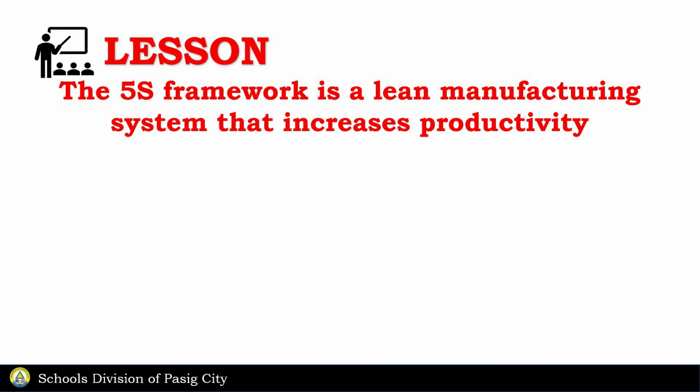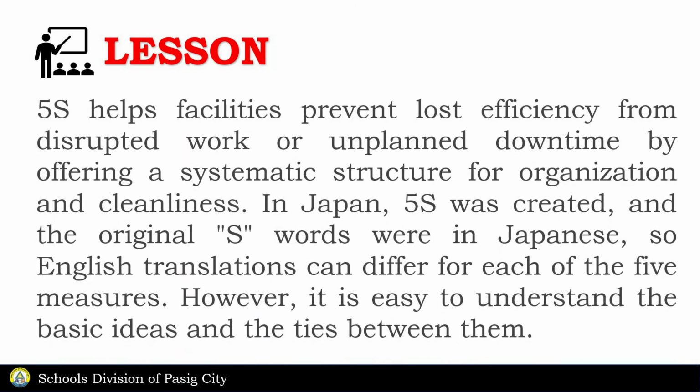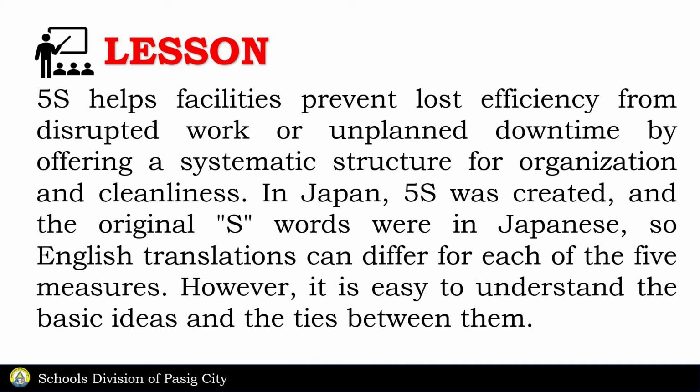The 5S framework is a lean manufacturing system that increases productivity: sort, set in order, shine, standardize, and sustain. 5S helps facilities prevent lost efficiency from disrupted work or unplanned downtime by offering a systematic structure for organization and cleanliness. In Japan, 5S was created and the original S words were in Japanese. The English translations can differ for each of the 5 measures. However, it is easy to understand the basic ideas and the ties between them.